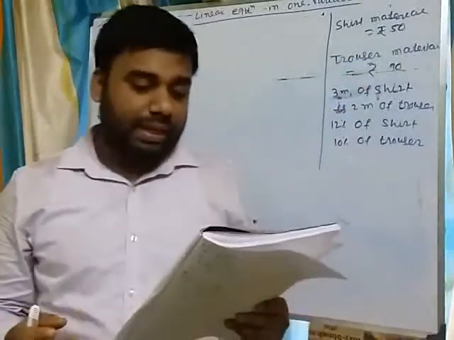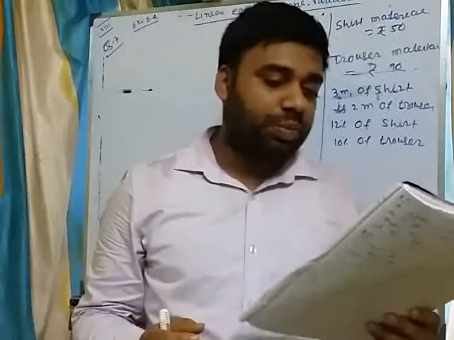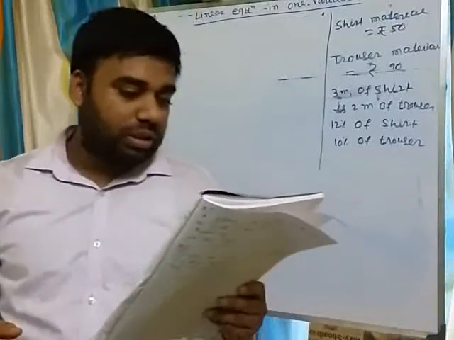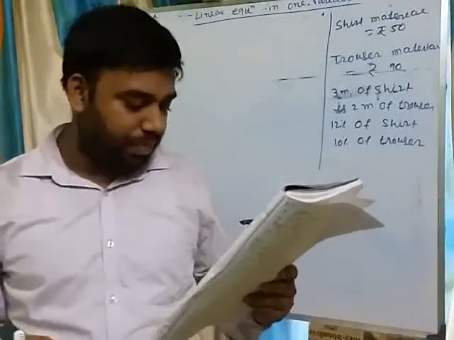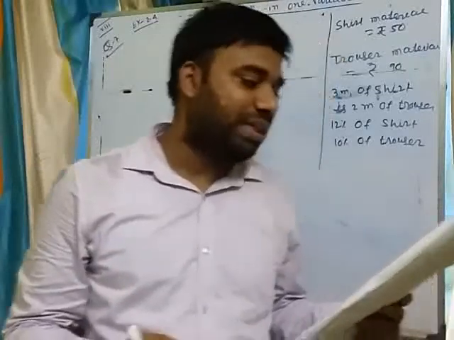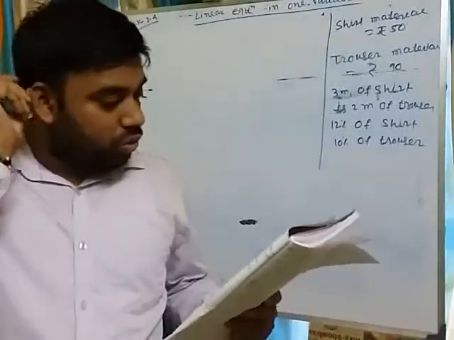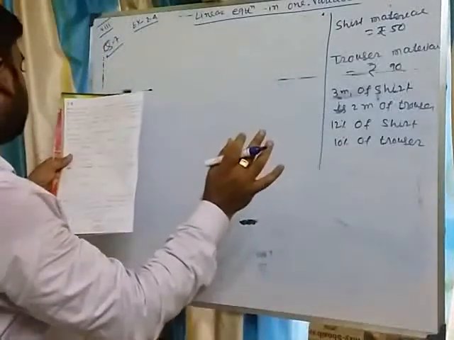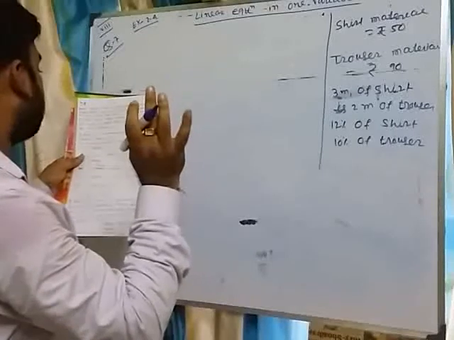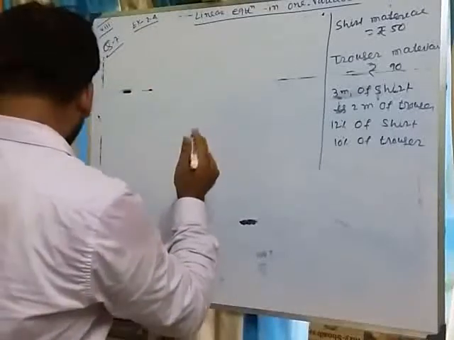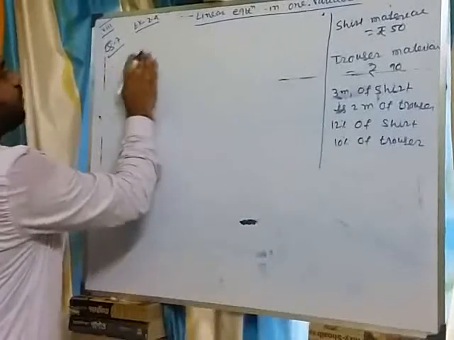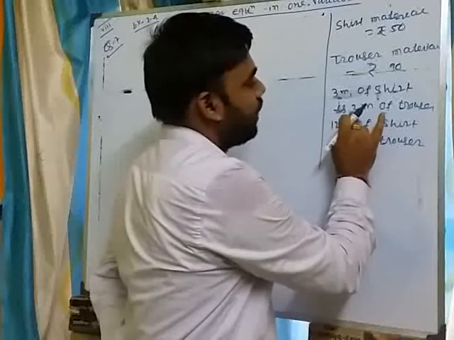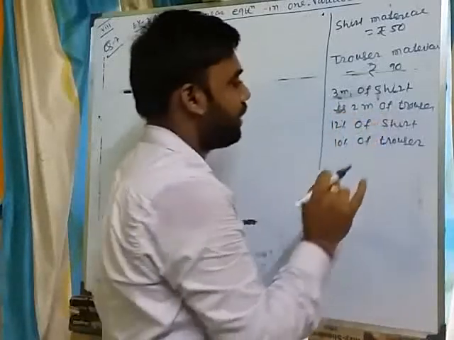Okay. His total sale is rupees 36,600. How much trouser did he buy? Okay. So first, let the shirt material... first of all, for every 3 meters of shirt material, he has to buy 2 meters of trouser.